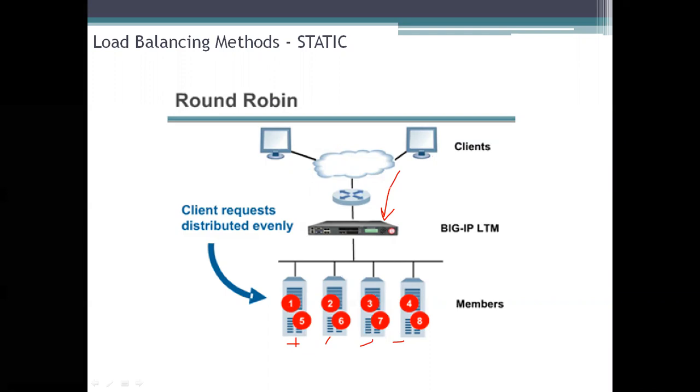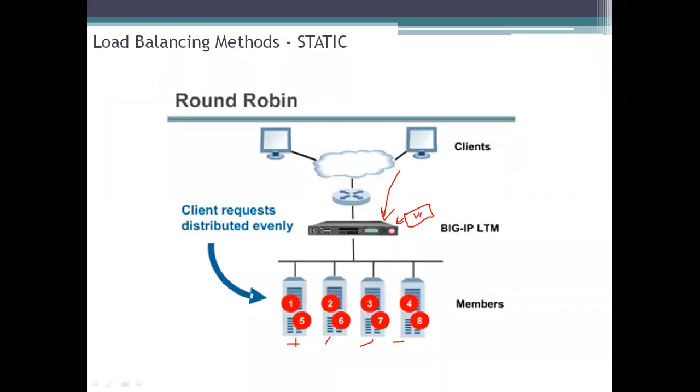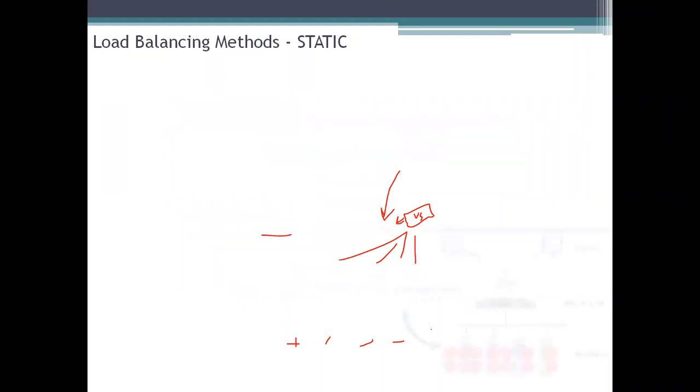But for the user end, the user needs one single URL to hit. That URL we configure here on the F5. That is called a virtual server, and these are called pool members. All 4 are pool members. We created one pool, and under that pool we created these members. So the client requests are distributed evenly. Say you have 6 requests: the first goes here, the second, third, fourth, then the fifth request goes here again, then 6, 7, 8. This method is called round robin.